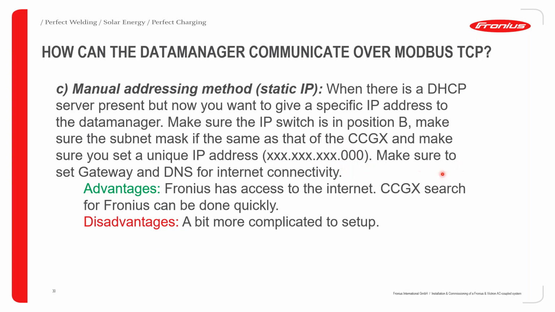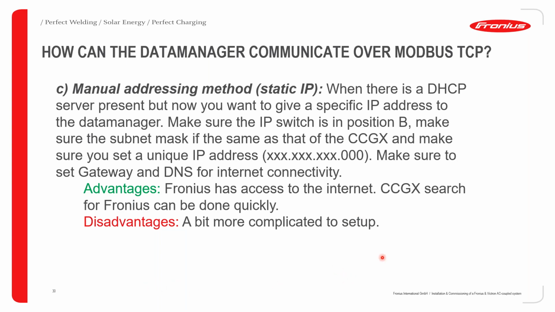Please make sure to set the gateway and DNS for internet connectivity. The advantages: your Fronius has access to the internet, and your color control search for Fronius can be done very quickly because the color control already knows what the address for the Fronius will be.